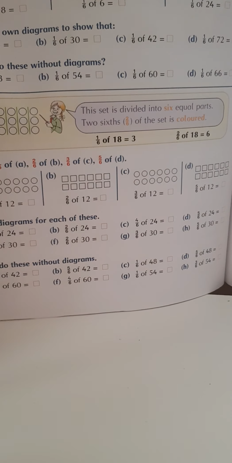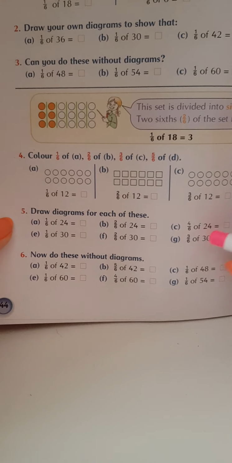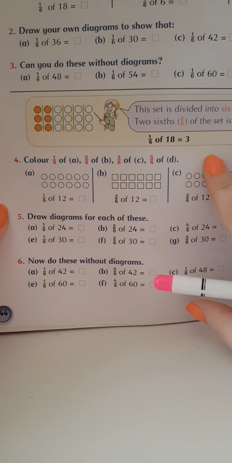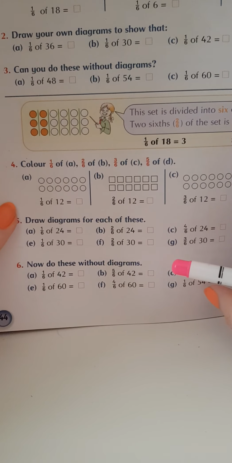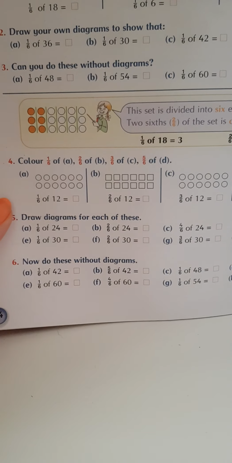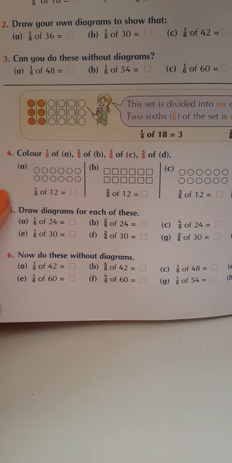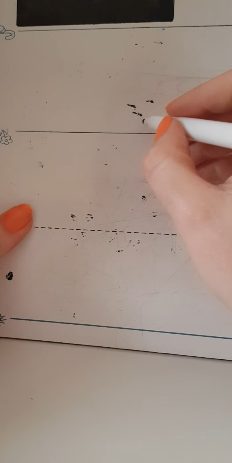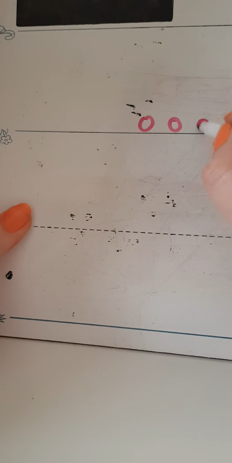Then 5 says draw diagrams for each of these. 1/6 of 24, 2/6 of 24, whatever. It's the same thing as I just did, except you're drawing them yourself, so it's not drawn for you. So remember, the trick is to start off with 6. So this one is 1/6 of 24, okay? You start off with 6, you can do squares, circles, whatever you want.